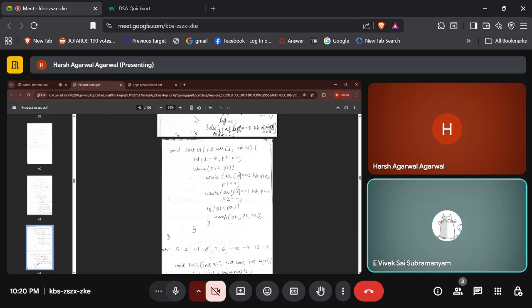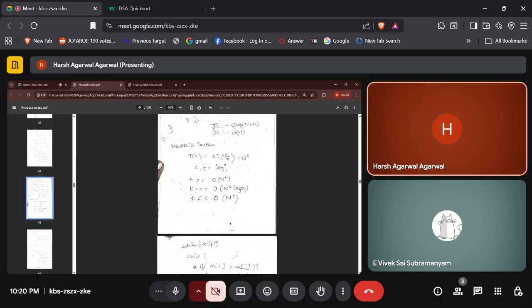Next, merge sort, again the same thing. Then master's theorem. Same for this. Master theorem, leave it off.